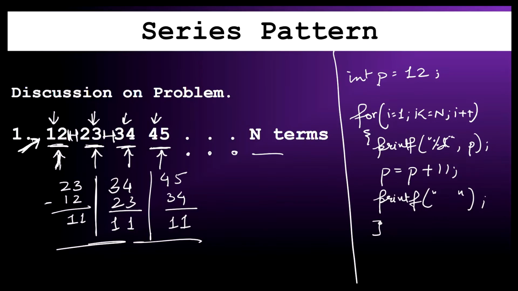So what we are doing: we are declaring p as 12, which is our first term. We are printing this term. After printing it, we are incrementing p's value by 11. And after printing the space, when the loop runs again and p's value gets printed, p's value has already been increased by 11. So what will this print? 23. After printing 23, p's value will again increment by 11, and then it will print 34, and like this it will continue up to n terms. So now let's move to the compiler and code this.